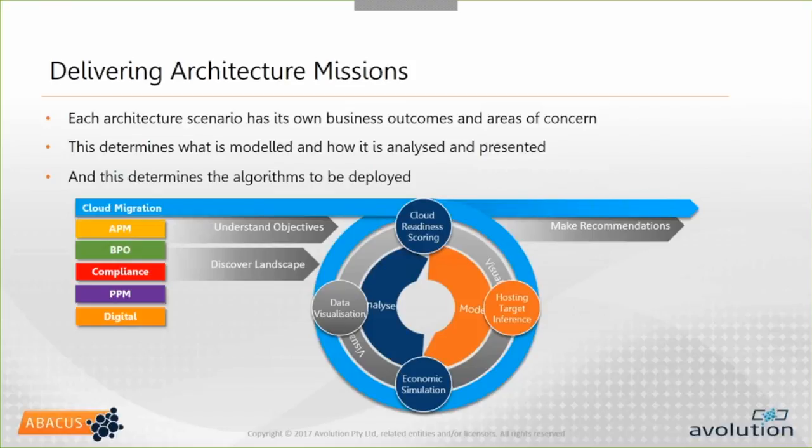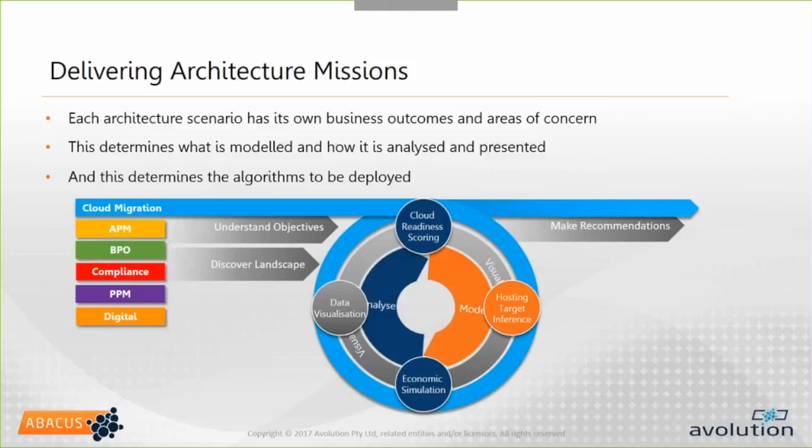So if you're looking at cloud migration, you're going to be looking at different things when you're looking at application portfolio management, or you're looking at a regulatory compliance project. Each of these is going to be a different profile. But nonetheless, we can start to say how we're going to take things around that loop of modeling and analysis, and where we might use algorithms in that process. So for example, for cloud migration, we might start by using algorithms to actually score the readiness of those applications to be migrated out to the cloud.